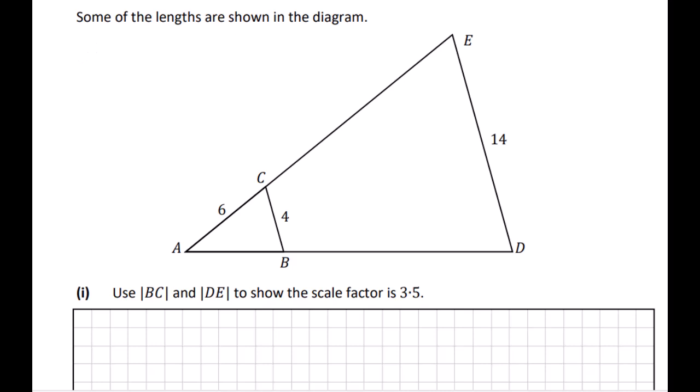So the scale factor is 3.5, so what that does is it scales up lengths by 3.5. So in other words, if you multiply 4 by 3.5, you should get 14. They want us to prove that, or show that, the scale factor is 3.5. So what you would do there is just take 14 divided by 4, and that does in fact give you 3.5, which is our scale factor. So this is the length DE divided by the length BC. Okay, so that's that one. Let's go again.